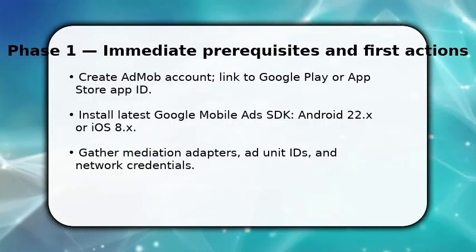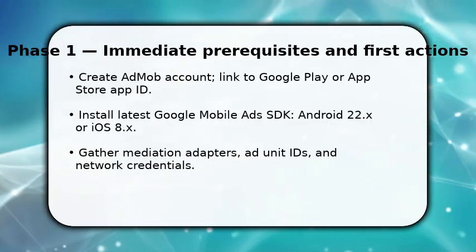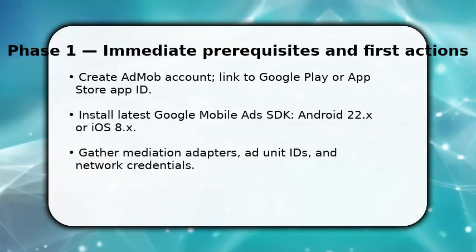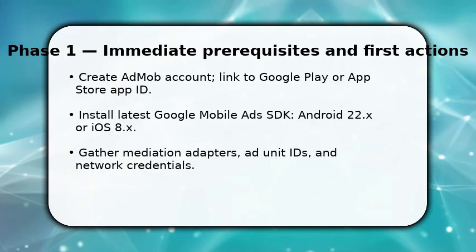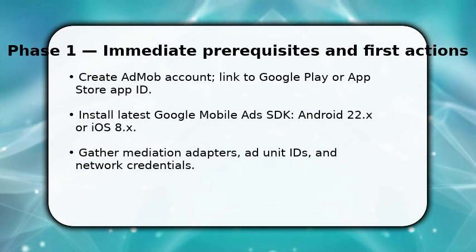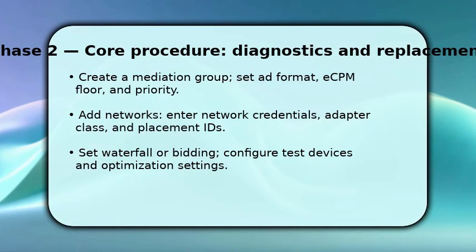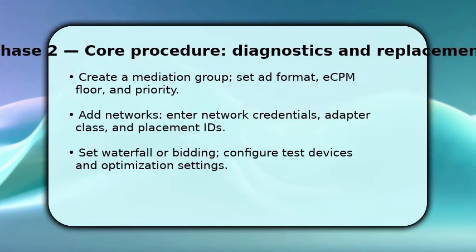Make sure to download mediation adapters for each network you plan to use, because the adapter bridges the SDK to networks. Now open your project, add the SDK and adapter dependencies, and initialize the Mobile Ads SDK at app launch, so mediation can work. You now configure mediation in the AdMob console.